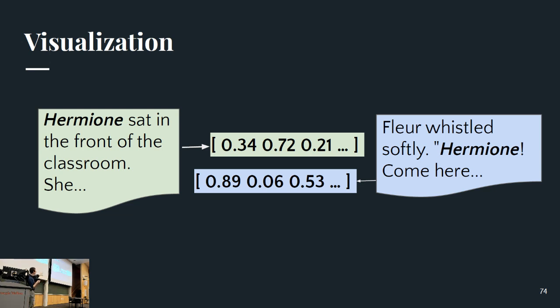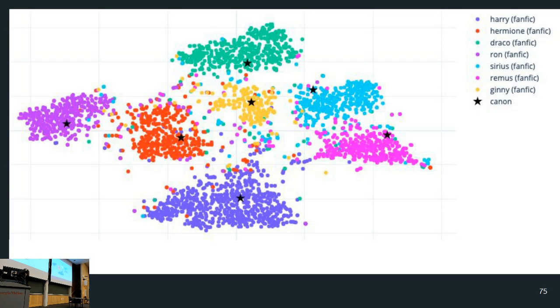What this gives us is, for every single story, as I just mentioned, for the word Hermione here, vectors that are different depending on which story Hermione is in. It's a little bit hard to see, and I apologize for that. We learned these vector representations for different characters, and we also learned them in the original canon stories. We then did dimensionality reduction, from 300 dimensions down to 2 for graphing, with an approach called t-SNE. Here we have different clusters. Each cluster corresponds to a character, and the black stars are where that character's representation is for the original series.